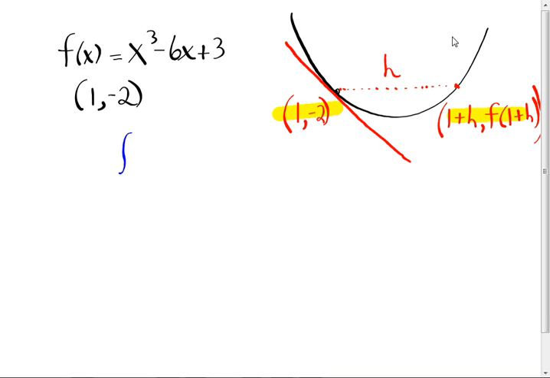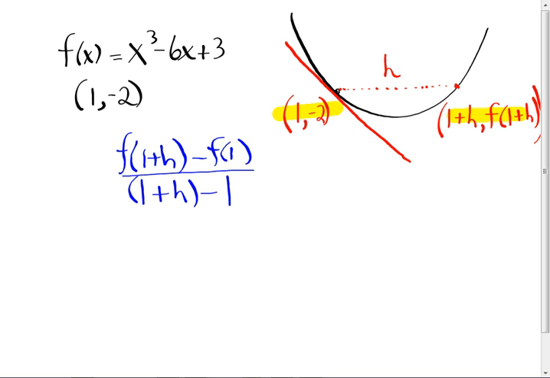It's f of 1 plus h minus f of 1, really, all over 1 plus h minus 1. Can we simplify that? Hey, you guys, can we simplify that? A little bit. It's f of 1 plus h. Well, f of 1 is what? Negative 2, right? We're doing the analytic problem, the algebraic one. And what happens to the denominator? It's over what? H.